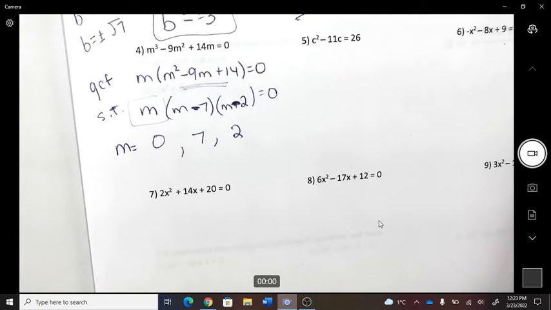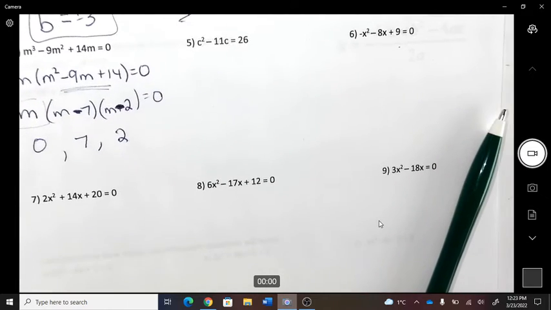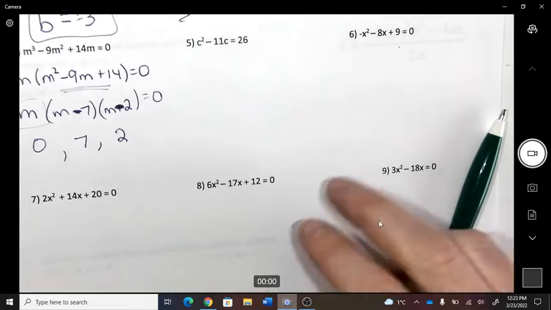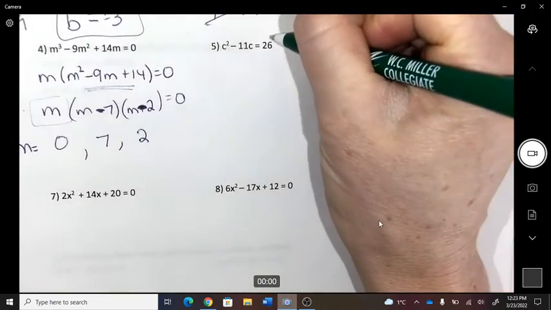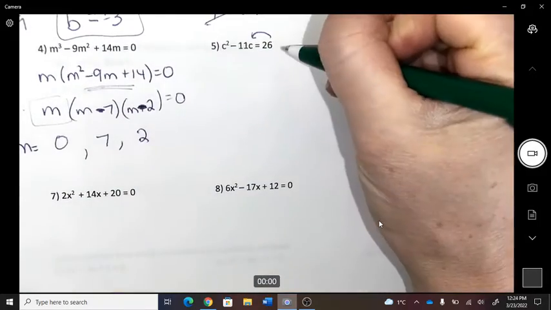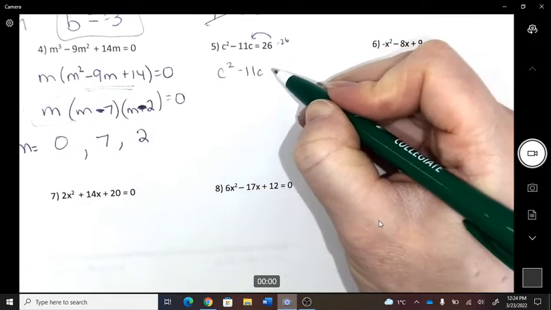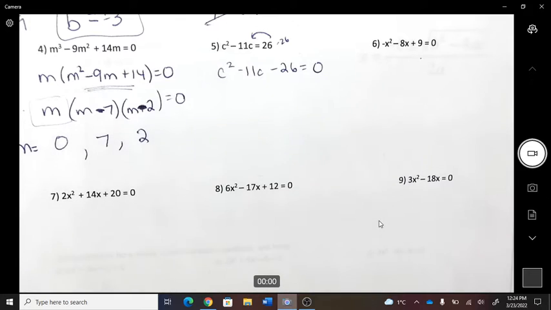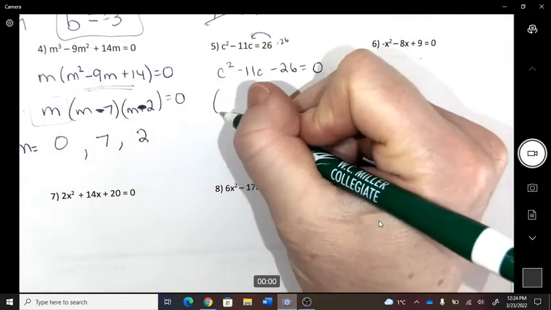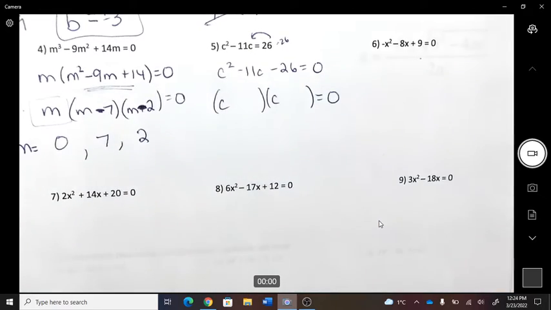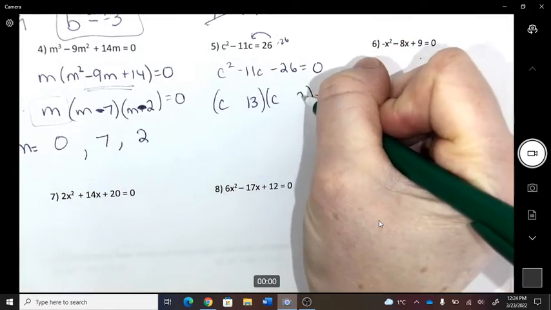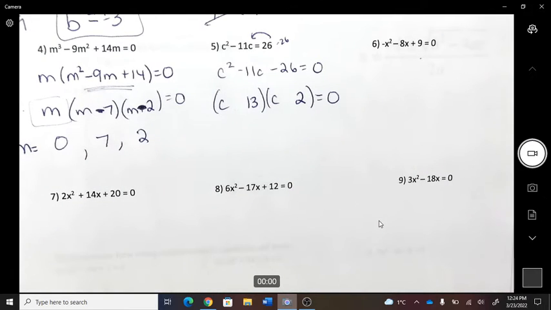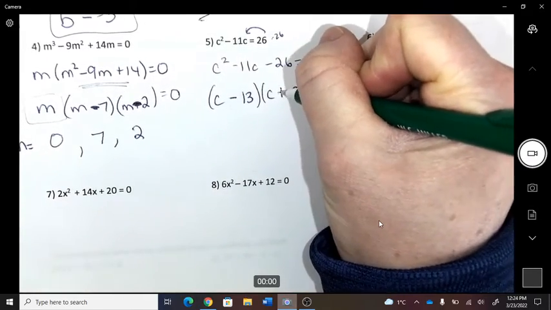Okay, number 5. There's, I think, something wrong with it, the way it looks. What's the not so good thing about how it's looking? It equals 26, and I want a 0, right? So I'm going to minus 26. Okay, so I had to do that first. Now I see simple trinomial. C. What multiplies to 26? You have something in mind? 13 times 2? 13 times 2 is 26. Negative, positive.